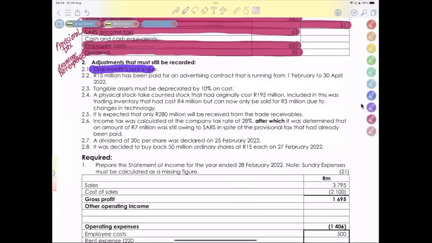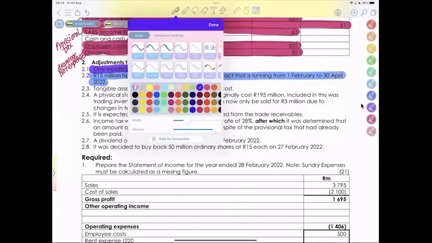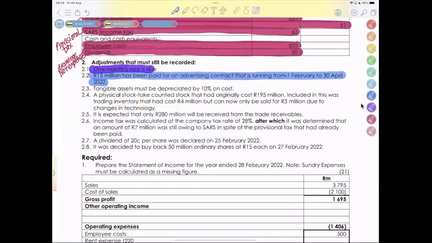We're then given 15 million rand has been paid for an advertising contract that is running from the 1st of February to the 30th of April. We first need to work out what time period is the 1st of February to the 30th of April. You would obviously use the whole of February because it's the 1st. So you'd use February, March. You would also use the whole of April because it's the 30th. So that gives you 3 months.